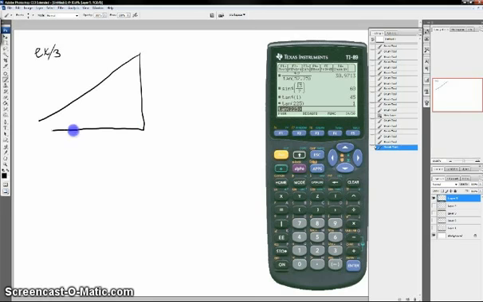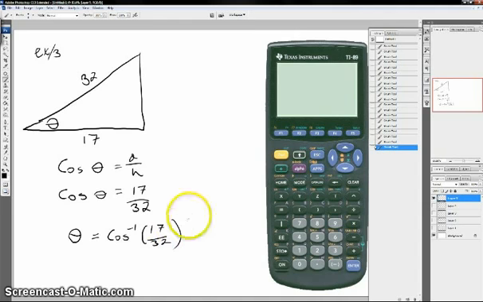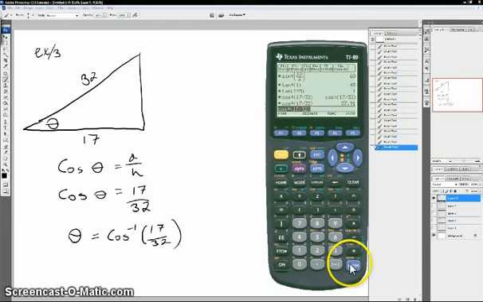In this case, we have the sides of the triangle and we're trying to find the missing angle. So let's say this is 17 and this is 32. In this case, we have the adjacent and the hypotenuse, so that's cosine. The cosine of theta is equal to the adjacent over the hypotenuse. So the cosine of theta is equal to 17 over 32. And that means that theta is equal to the arc cosine of 17 over 32. And you can use your calculator to figure that out. Let's see, the arc cosine of 17 divided by 32. And that gives us about 58 degrees.